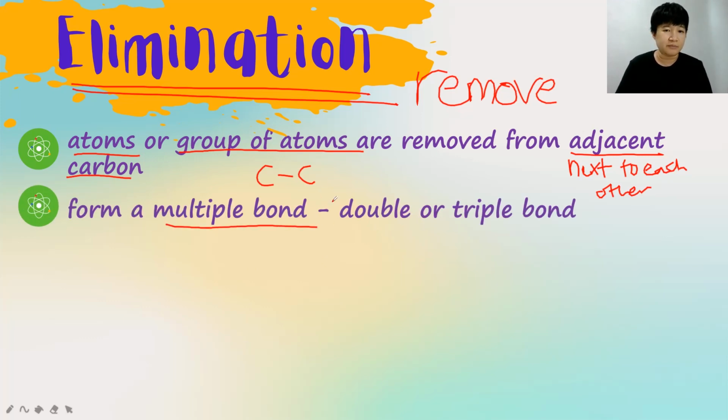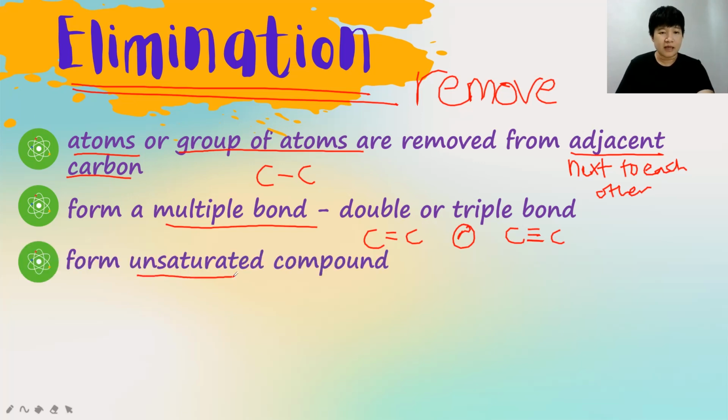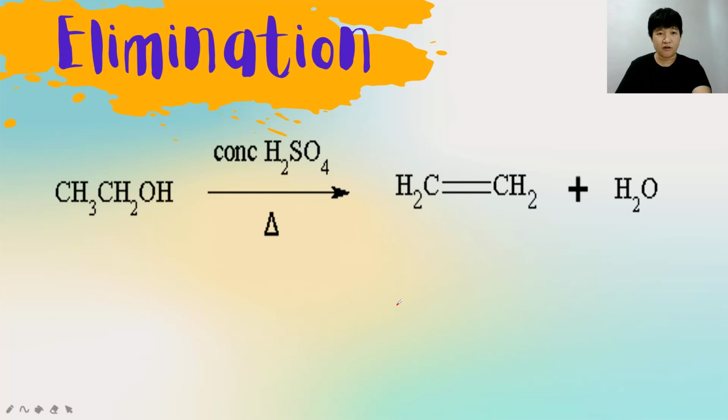After you remove something, you always form a double or a triple bond. Double or triple bond depends on what you are removing. Therefore, the double and triple bond will be counted as an unsaturated compound. So you will form an unsaturated compound. Let's look at some examples of elimination. Look at the changes. Look at where the changes happen. The changes happen at the OH, which is gone. Alright. And look at the number of hydrogens.